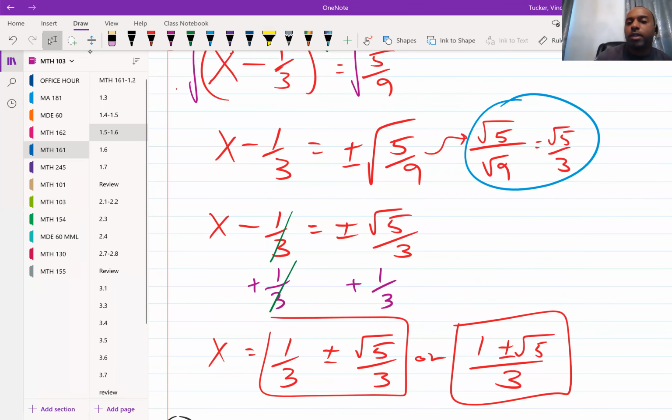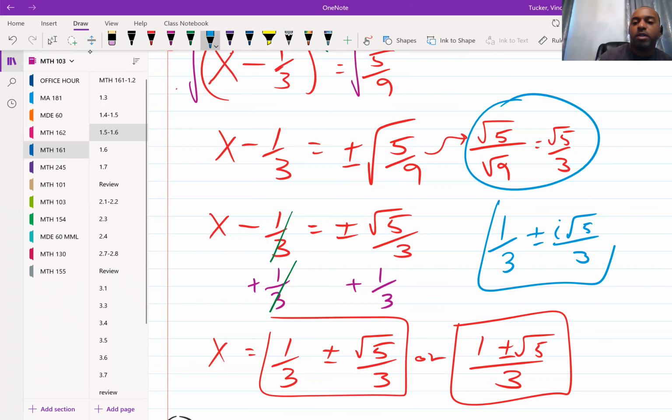I will say this, if it's imaginary, let's say if I had 1/3 plus or minus i square root of 5. If it's imaginary, you have that i, that complex number, they are expecting it to be separate. So we talked about that last class about your real part and imaginary part. But since neither one of them are imaginary, it's okay to bring them together like this or write it that way.